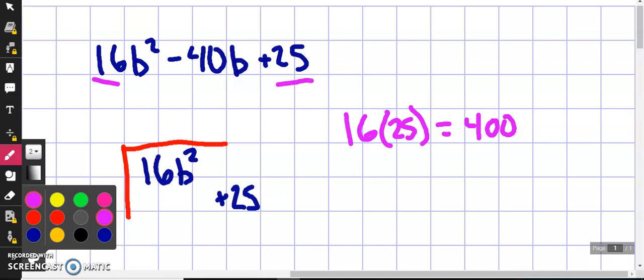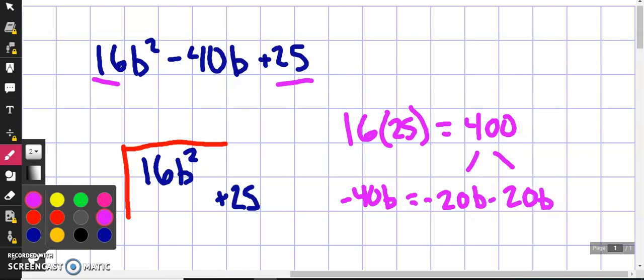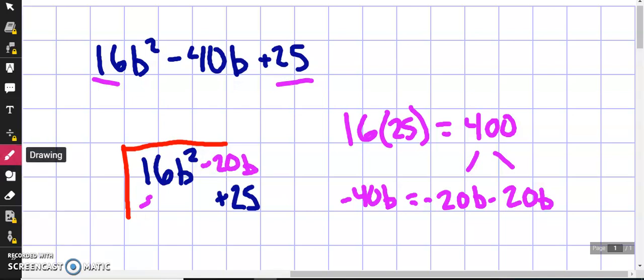Trying to come up with numbers that add to negative 40, I know 400 is equal to 20 times 20. I know that if I add those, it will give me 40. So if I want negative 40b, I'll just make it negative 20 and negative 20. So if I put minus 20b in both of my missing spots, now I have everything set up.